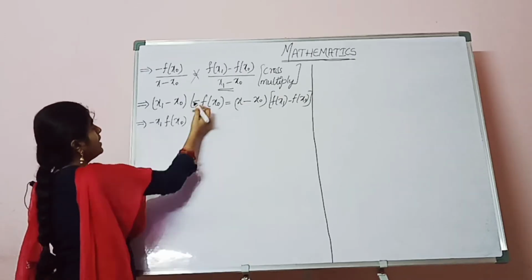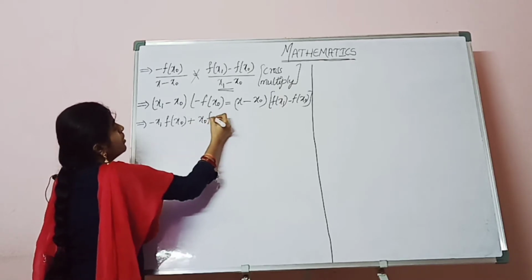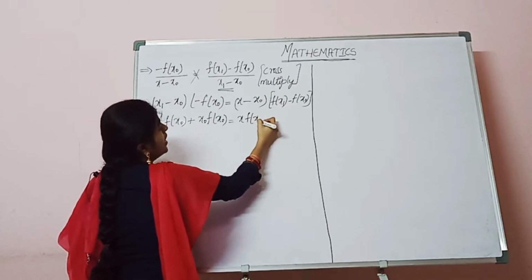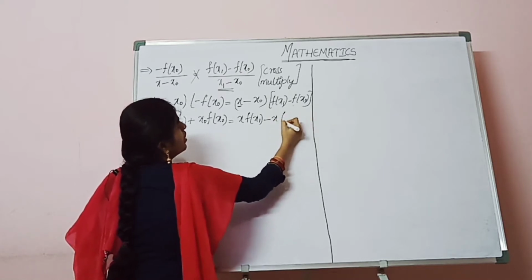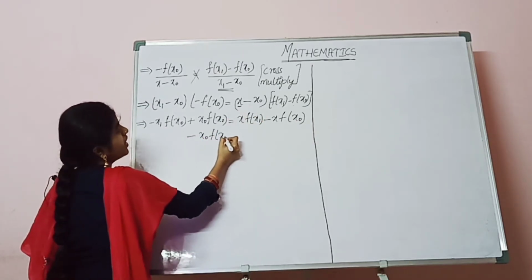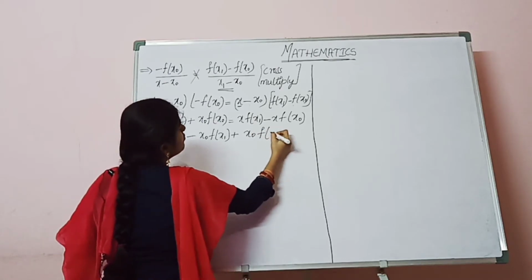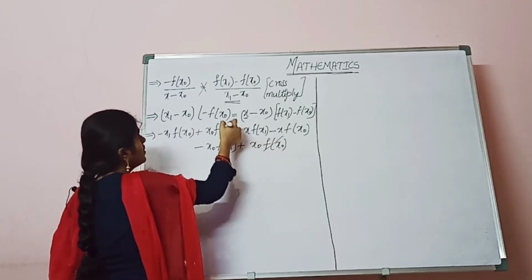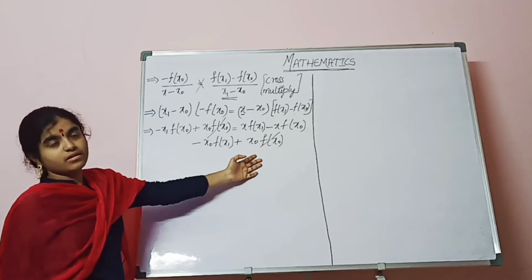Now we multiply out. Minus x1 into f(x0), and minus into minus gives plus x0 into f(x0), equals x into f(x1), minus x into f(x0), minus x0 into f(x1), and minus into minus again gives plus x0 into f(x0). Now the two x0 into f(x0) terms cancel. Next, what is remaining here?